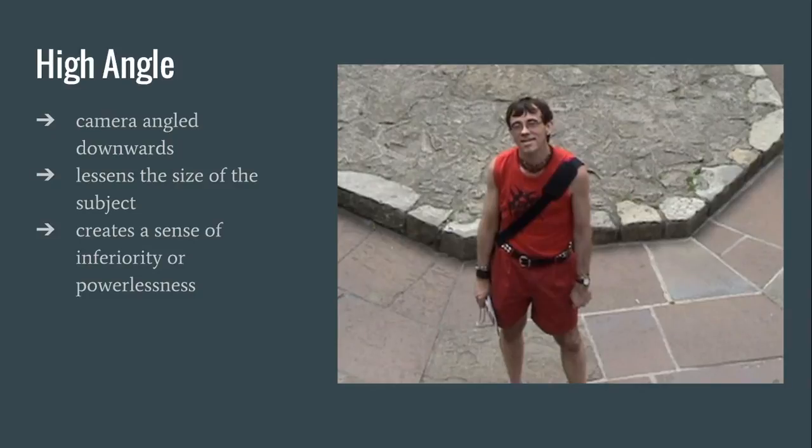Next one is high angle. So the camera is angled downwards. It lessens the size of the subject and creates a sense of inferiority or powerlessness. So with the exception of bird's eye view, you can put any of the shots in with these angles, and that would create your scene.